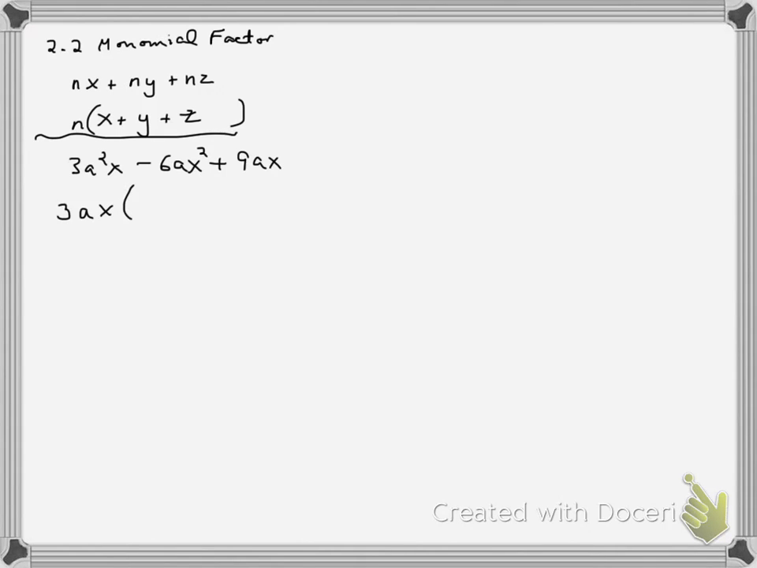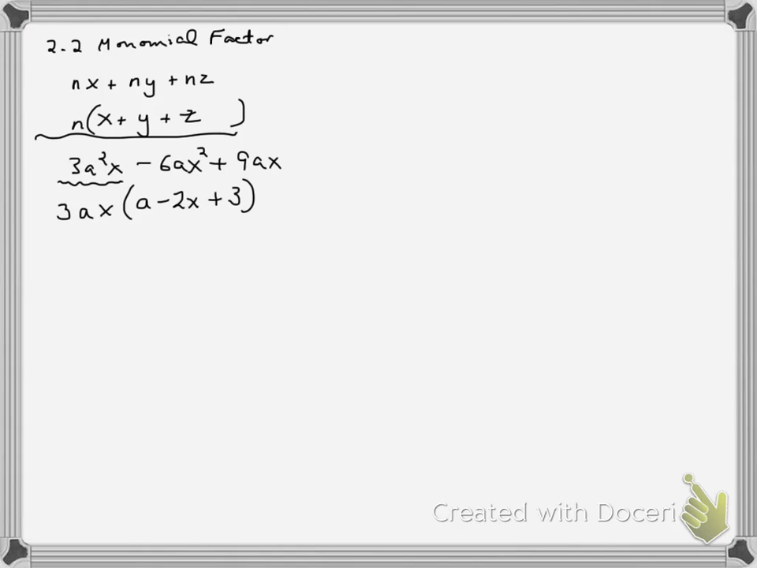One x. So what would I need to multiply the 3ax by to get the first term? Notice what I'm missing is the a. Copy my signs. 3 times what equals 6? 3 times 2. I already account for my a in my multiplier out front, and I need one more x. Copy my sign. 3 times what is 9? 3. I already account for my a, and I account for my x.